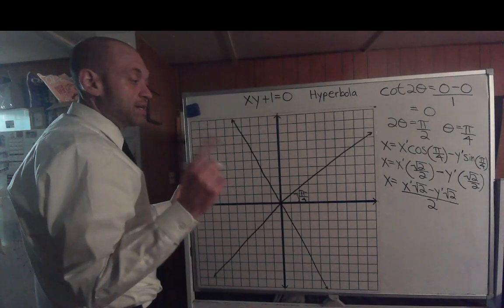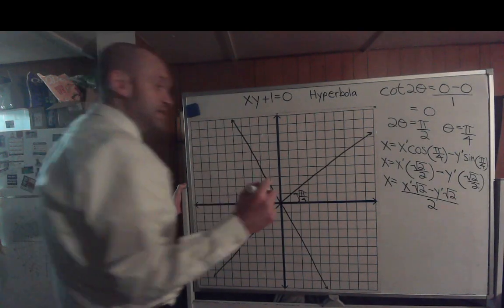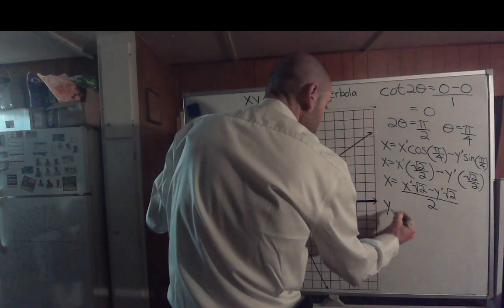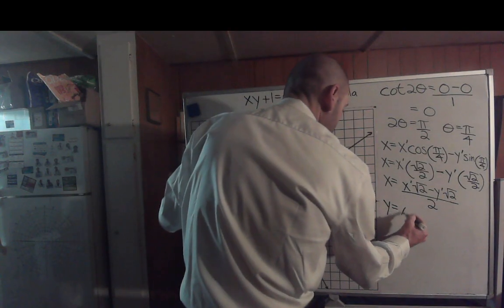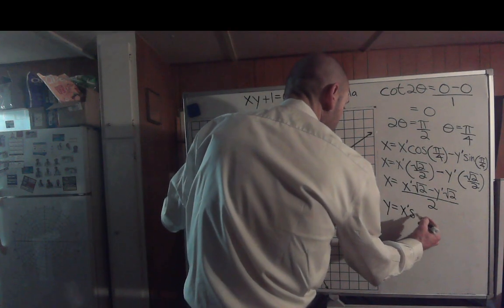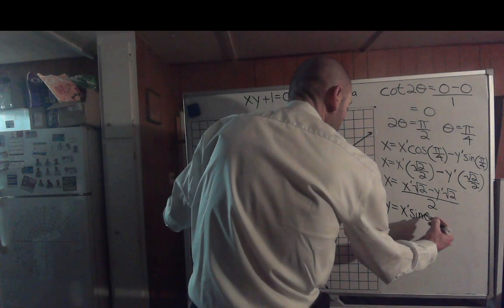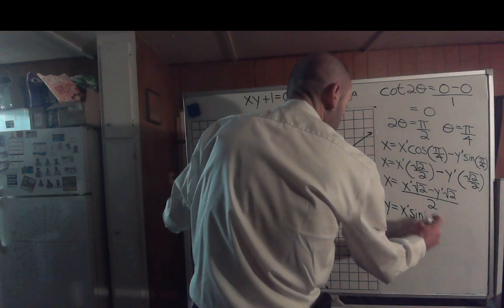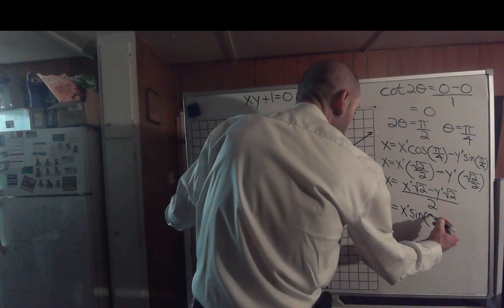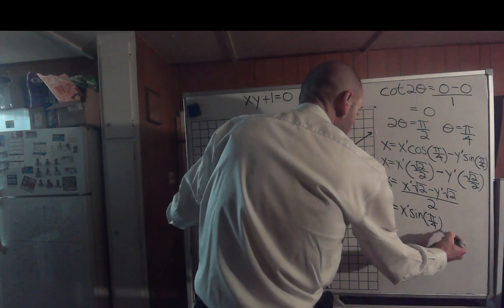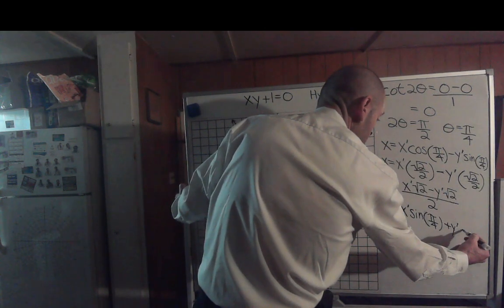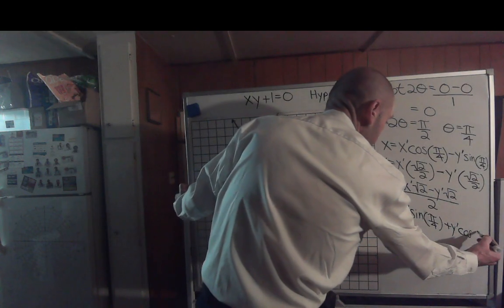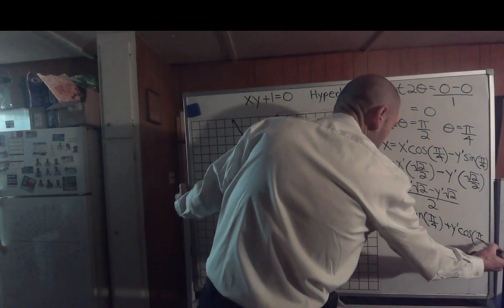Now we're not done yet. We also need to solve for y. So y, as we determined, is always going to be x prime sine of theta. In this case, that'd be sine of pi over 4 plus y prime times the cosine of theta, which would be the cosine of pi over 4.